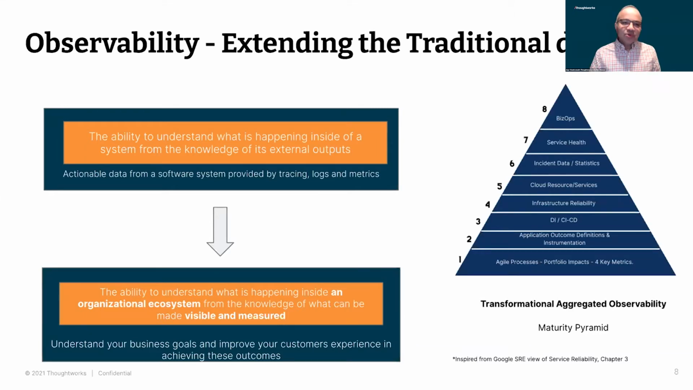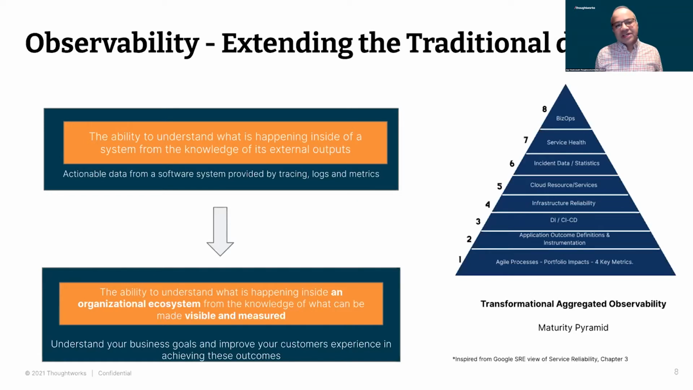To put this in a model that will work in an organizational ecosystem, we have adapted Google's SRE view of service reliability. For those of you who have read the Google SRE book, I'm sure that model is fairly familiar to you. We have taken that and we are proposing a transformational aggregated observability model. In this model, there are literally 8 steps. I don't think the Google SRE has 8 steps on the service reliability side. This is an adaptation from that.